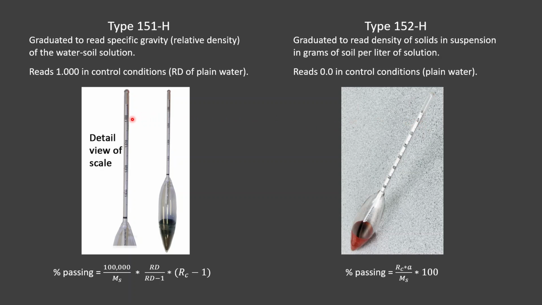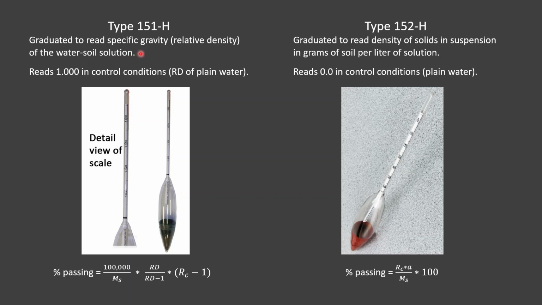The 151 hydrometer goes from 1.000 up to about 1.030. Your 152 hydrometer simply increments up in integers: 0, 10, 20, 30, 40, 50, and so on. Right? And the difference here is that the 151 hydrometer is graduated to read the specific gravity, which, if you remember from our week 2 discussion, specific gravity is the same as relative density. It's graduated to measure the relative density of the water-soil solution.